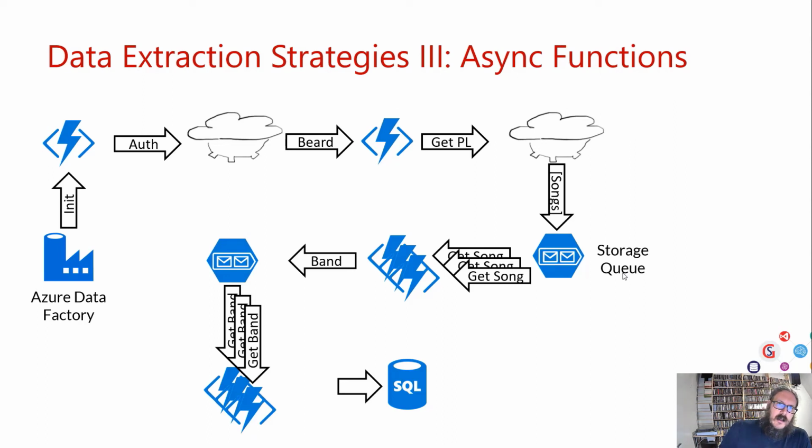And now I've got all these songs and I've got the band IDs. And now, of course, I can do the same thing. I just take another storage queue and place the band IDs of the bands that I want to know into that storage queue. And then again, I can have another function that's triggered by that second storage queue that fans out and gets all those bands. And this is a pattern that I like to use a lot. Because if my API is slow, it doesn't matter.